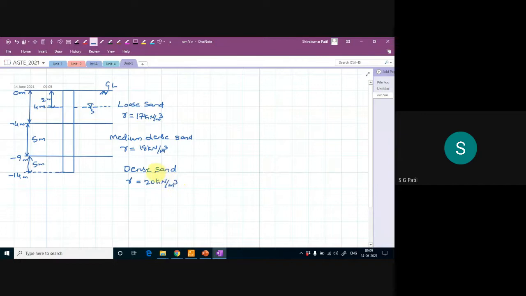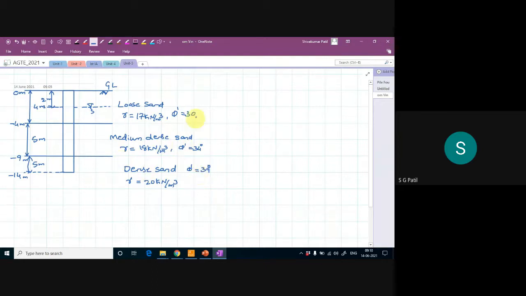The angle of internal friction, phi dash, for the loose sand is around 30 degree, the angle of internal friction for medium dense sand is around 34 degree, and the angle of internal friction for the dense sand is around 39 degree.